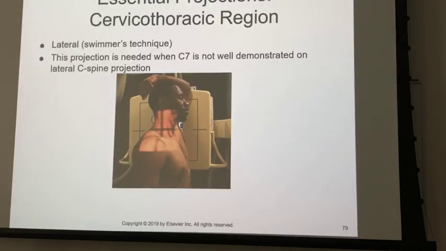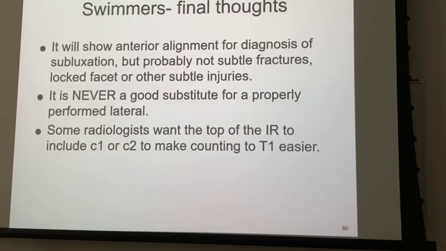It looks like that. So the only thing that you see on swimmers is the anterior alignment, so you might be able to diagnose a subluxation, but otherwise it's really just an ugly image. It's a necessary image. I'm not going to say it's the Fuchs. I'm not going to put it in the same category. It is a necessary image. It's just a last effort type image.